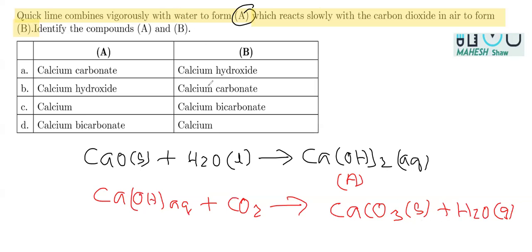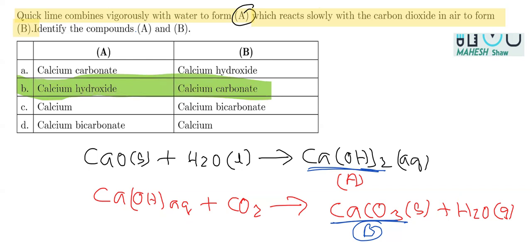Now we have another important application, but before we study more of that, let's first figure out this question. Identify the compounds A and B. So A we have already identified, and the product in this case is B. So B is calcium carbonate and A is calcium hydroxide. Now, if I look into the options here, calcium hydroxide as A and calcium carbonate as B should be the correct option.